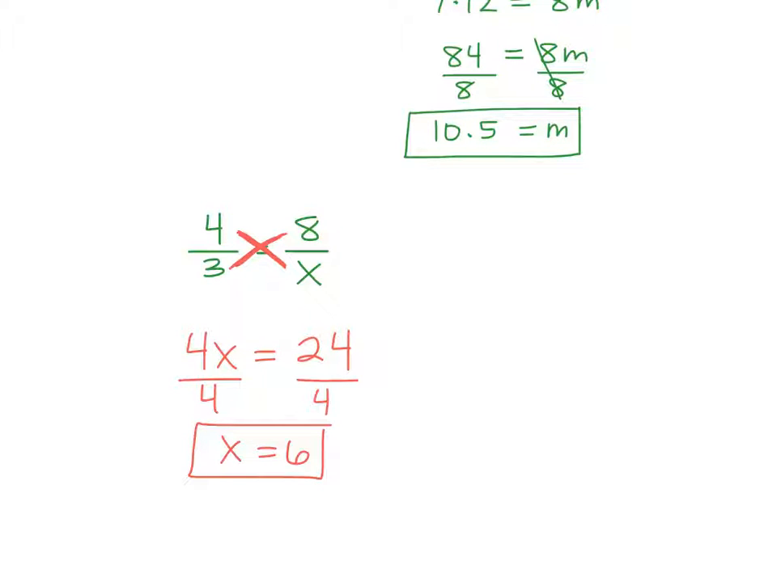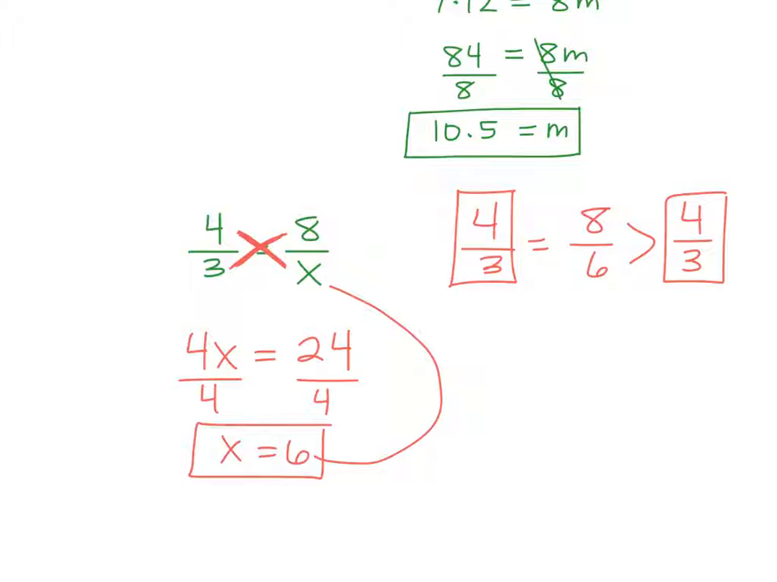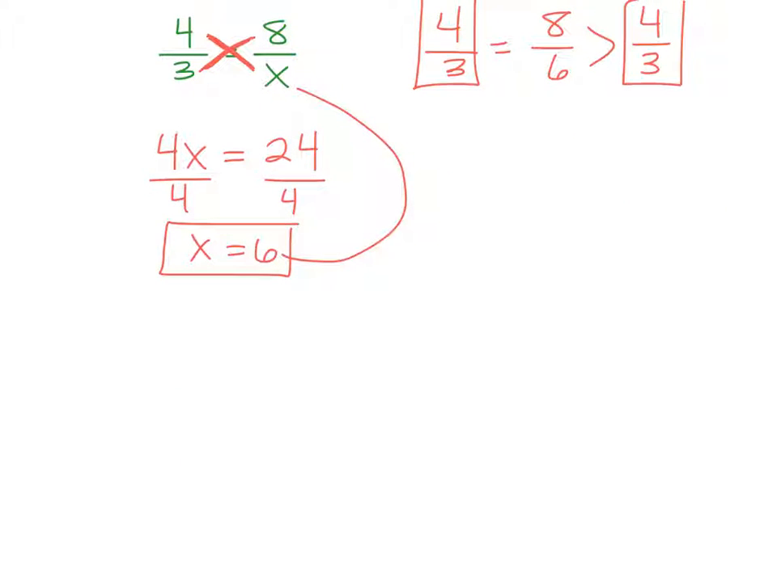The way you could check it is plug it back in. 4 over 3 should equal 8 over 6. Well, if I reduce 8 over 6, it becomes 4 over 3. So 4 over 3 does equal 4 over 3. So you can always check it by plugging it back in. All right, next one, last one, and then I'll let you do some up on the board.